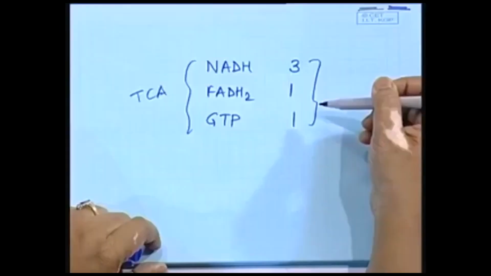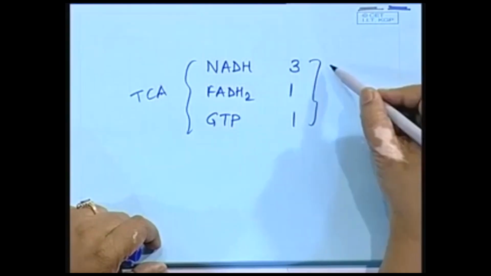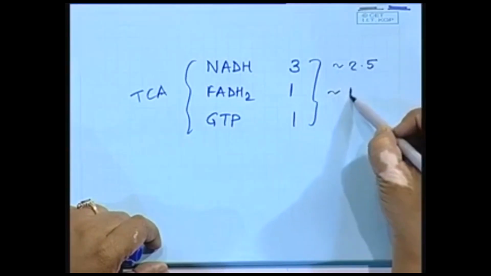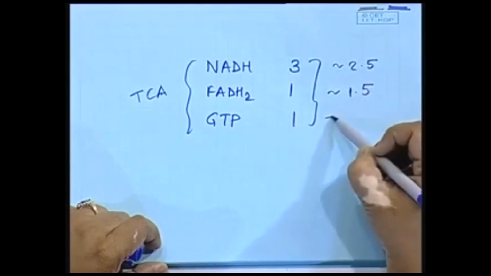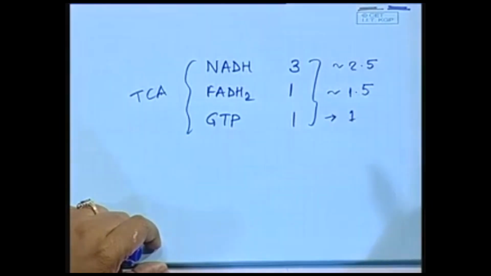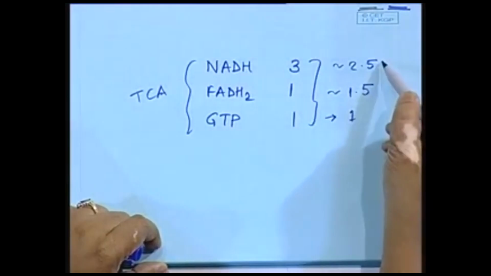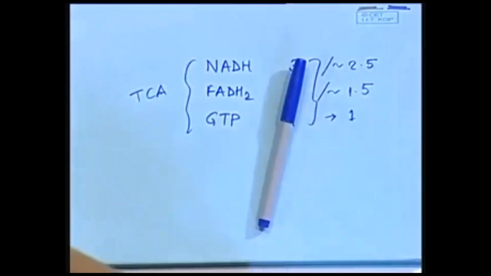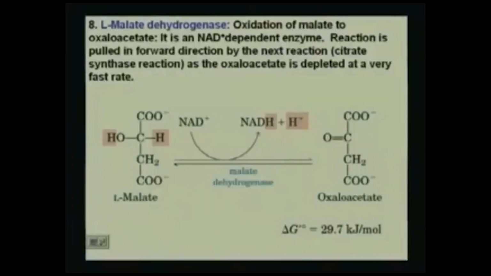And when we looked at the overall reactions of oxidative phosphorylation, what happened to NADH and FADH2? NADH produced approximately 2.5 ATP, and FADH2 produced approximately 1.5 ATP, and GTP is 1 ATP. That's the energy per molecule. We'll get back to the energy calculations once we complete this. Because we're back to oxaloacetate now, we have 3 NADH produced, 1 FADH2 produced, and 1 ATP.